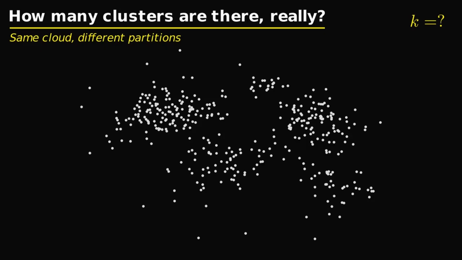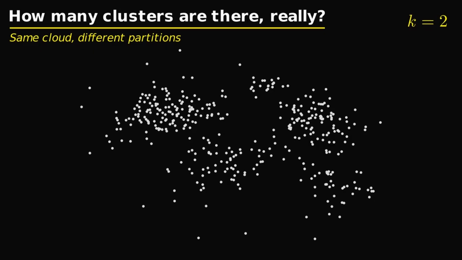Clustering algorithms do not usually determine the number of clusters by themselves. They must be told how many clusters to search for. So the number of clusters is, at least initially, a choice made by the analyst. But the same cloud can be partitioned in different ways.